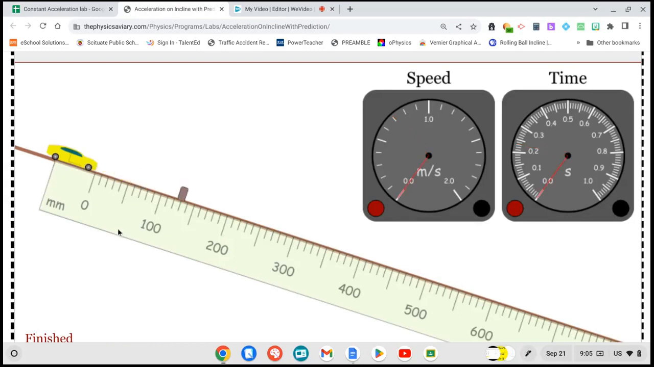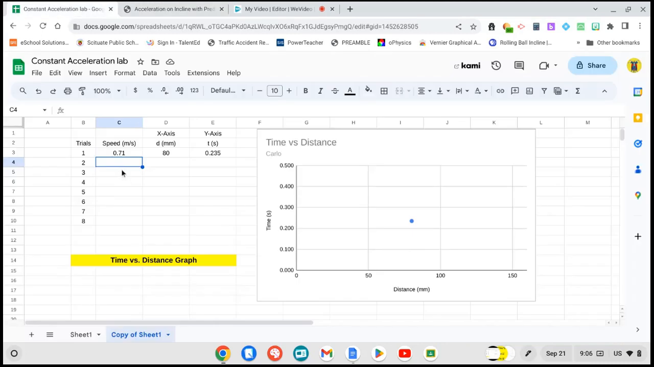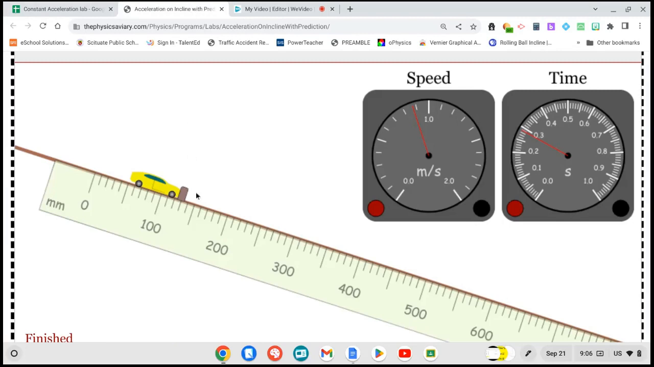I'm just going to go through a couple more trials so you can see me going through the process of moving the block, starting the car, reading the speed, the time, the distance, and inputting it in the graph. So that'll go on for just a couple more trials, and then I'll fast forward to the complete chart. A few moments later.